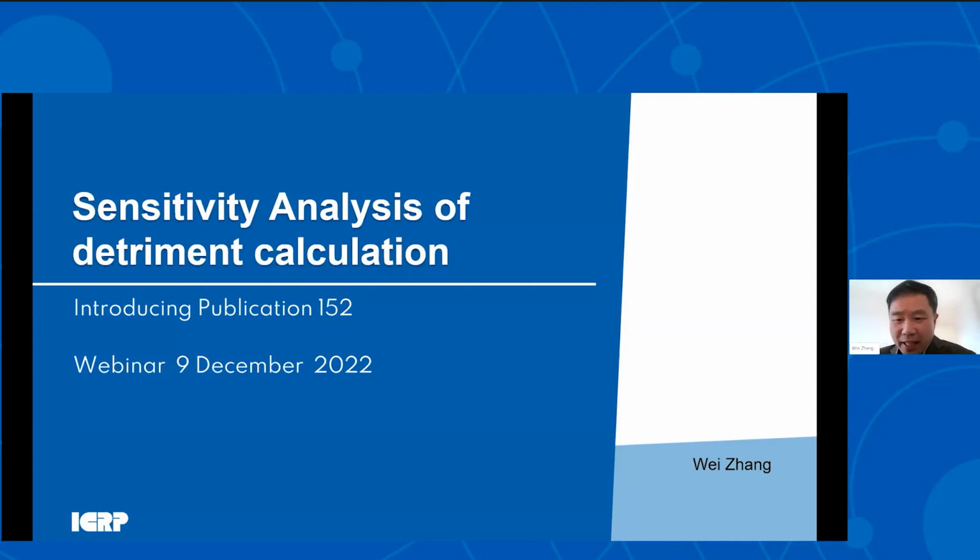I'm Wei Zhang from UK HSA, and I will talk about sensitivity analysis of detriment calculation on behalf of Task Group 102. In Dr. Ben's presentation, he has shown the background information and the methods of detriment calculation. In the following presentation, I will talk about which parameters affect the detriment calculation. That might provide some useful information to be considered for the future ICRP recommendation.